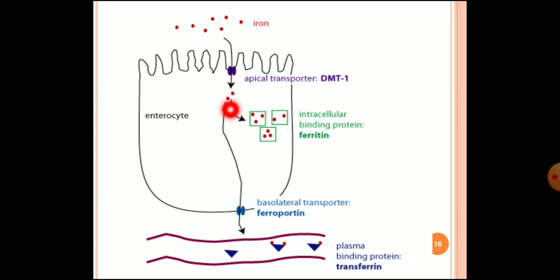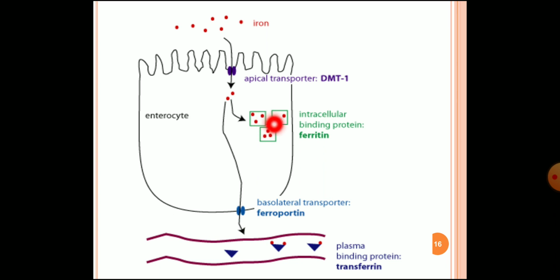Inside the cell, it is again oxidized by the ferroxidase enzyme, and it is converted to the ferric form. Ferric then forms the ferritin. So many atoms of the ferric form join together to form the ferritin, which is the temporary storage form.